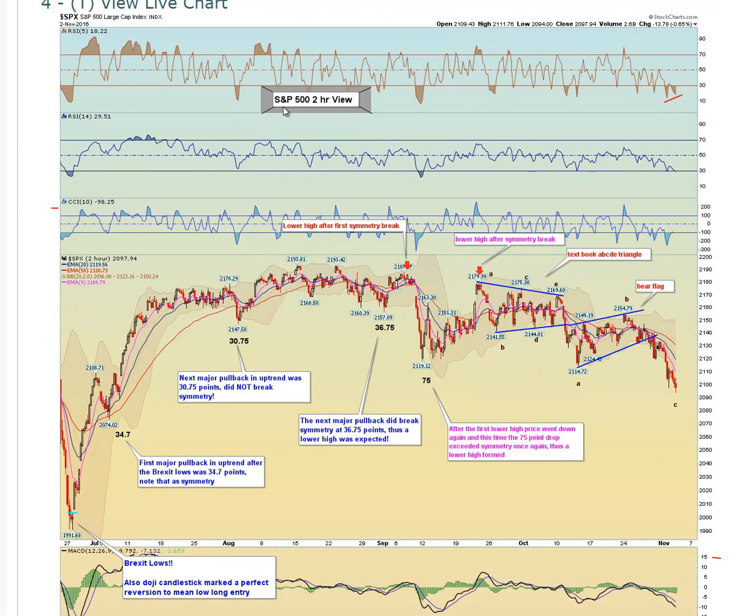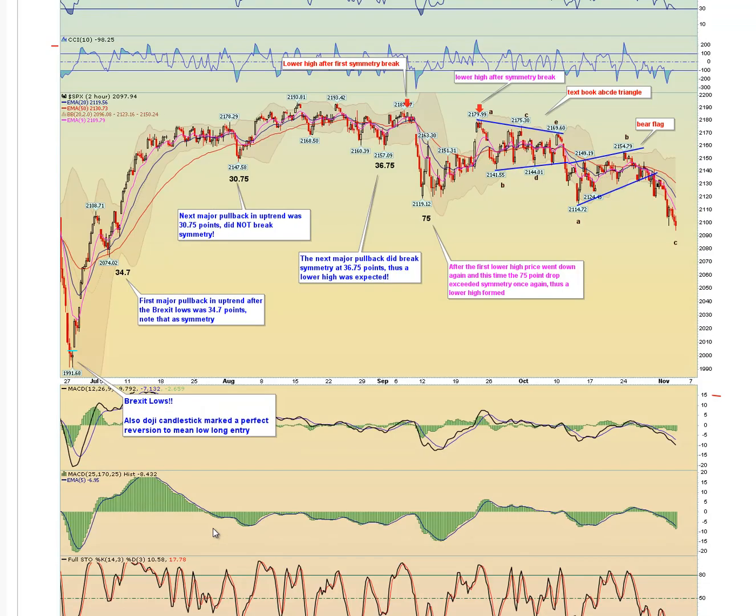So now let's move down to an intraday chart. Here's a 2-hour view of the S&P. Again, I realize I'm just showing you S&P 500 charts for now, but remember, this works on anything. It could be an individual stock, ETF, it could be futures. So right now I'm just showing you S&P, but I will show you some other things. So here's a 2-hour view.